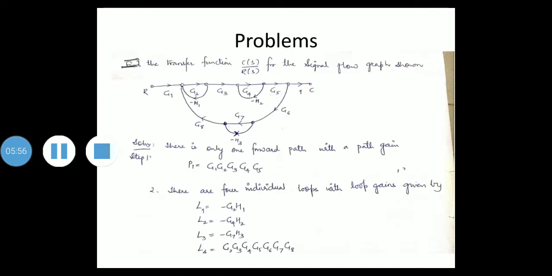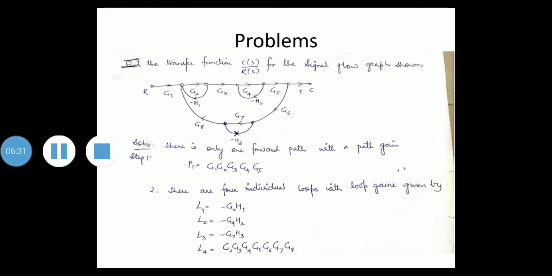Then second step, we'll find how many individual loops there are and write the loop gains. There are 4 individual loops. The first loop gain is denoted by L1. L1 is this inner small loop. It is minus G2H1, which is due to G2 into minus H1. So minus G2H1.